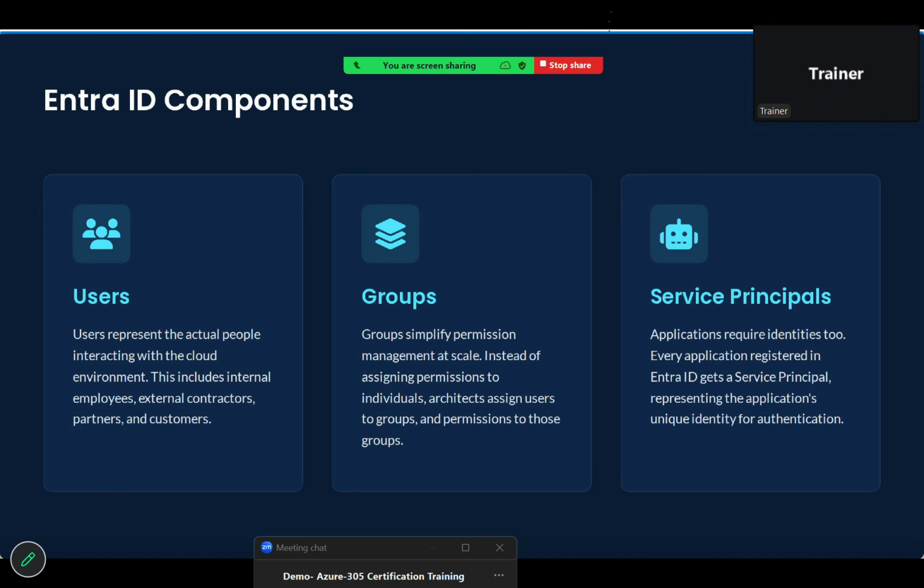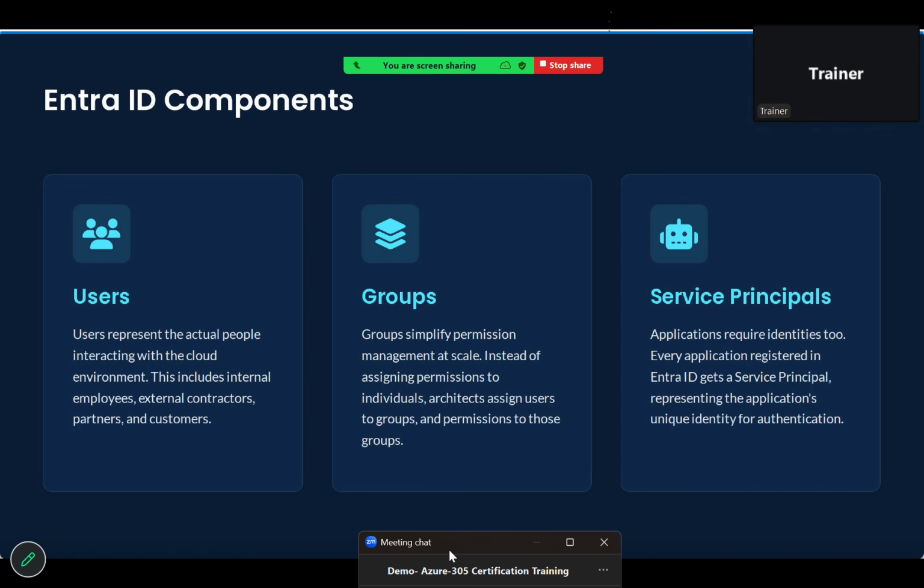If I ask you which is more secure, application password or managed identity, what will you answer? Managed identity. Exactly, you are correct. Managed identity is always more secure than anything.